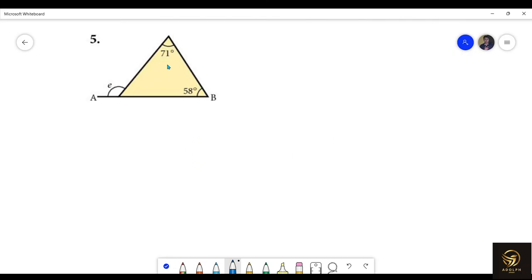Just now we have seen the property that when any side is extended, the angle which is a linear pair to the interior is called exterior, and that is equal to the two interior opposite angles. So here E will be equal to 71 and 58, that sum. If I add, I'm getting 129, so the value of E is got.